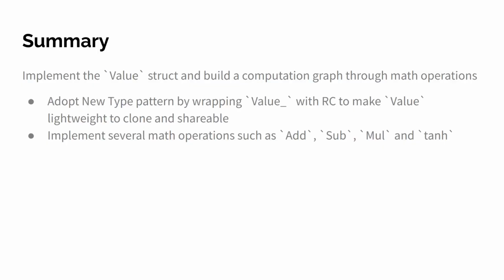That concludes today's coding session. In summary, we successfully implemented various mathematical operations and utilities for our neural networks in Rust, including add operation, multiplication, tanh, and subtraction operations. We ensure the correctness of our implementations with unit tests. We also adopted a new type pattern by wrapping Value_ with the smart pointer Rc to make Value lightweight to clone and shareable.